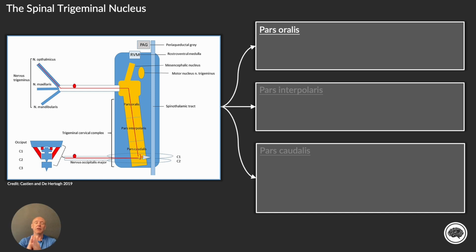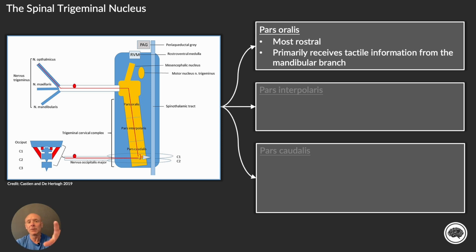So basically the way neurology works is we show you a nerve, and then it goes to this nucleus, and then within that nucleus we divide it up into different parts because it's so complex. We need to know what each little part does. Most of this you don't really need to understand any of the names. All I want you to look at is the job. So we have, first of all, what's called the pars oralis. It's primarily going to be tasked with receiving touch or tactile information from the mandibular branch.